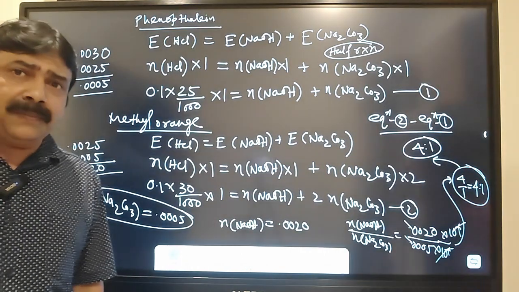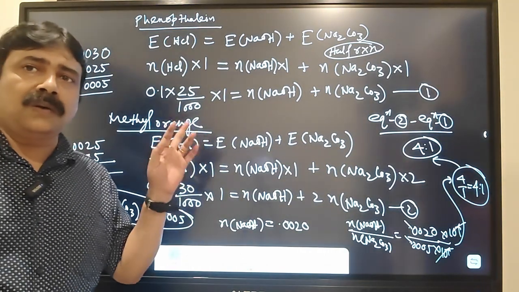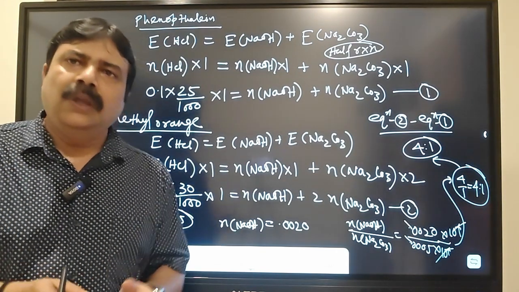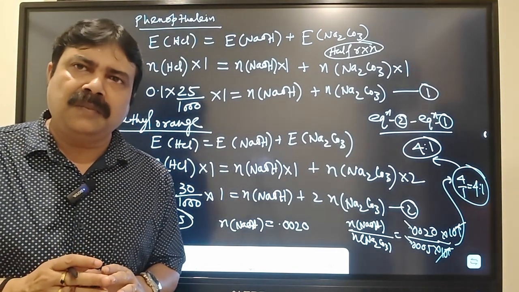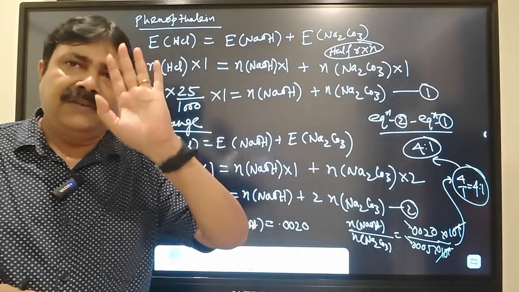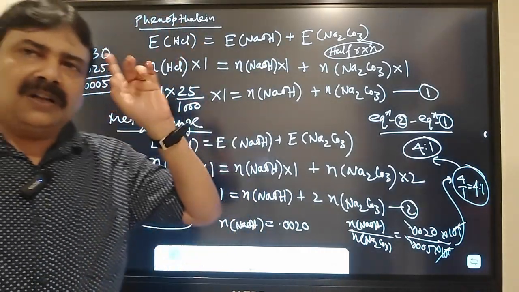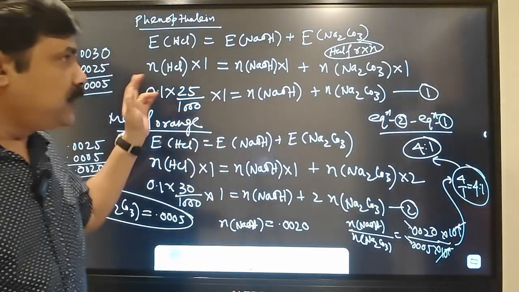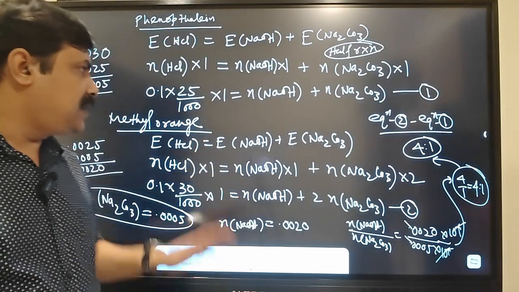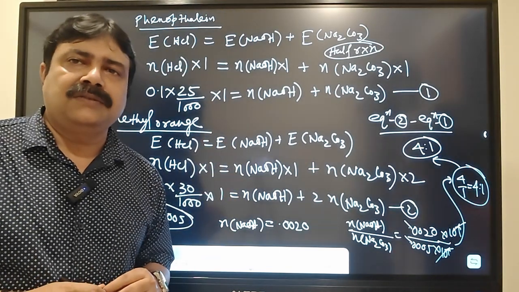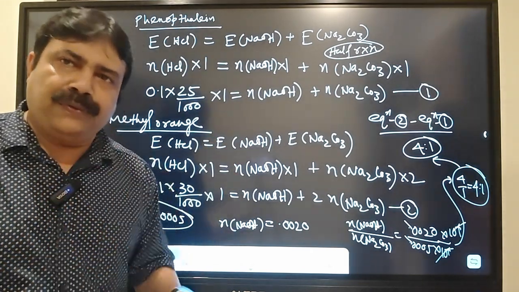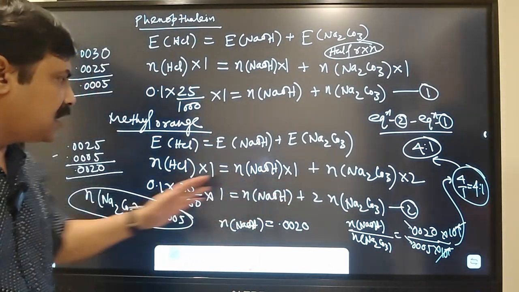So now look at the problem, how I explained this problem in the easiest way. The equivalence of HCl will be equal to the equivalence of NaOH plus the equivalence of Na2CO3. For phenolphthalein you only have to remember the half reaction, N factor is 1, and equivalence equals the number of moles times the N factor. We got one equation. For methyl orange, same idea: the equivalence of HCl equals the equivalence of NaOH plus the equivalence of Na2CO3. But the only difference is that for Na2CO3 it will be a full reaction, so the N factor will be 2. We got the 2 equations.